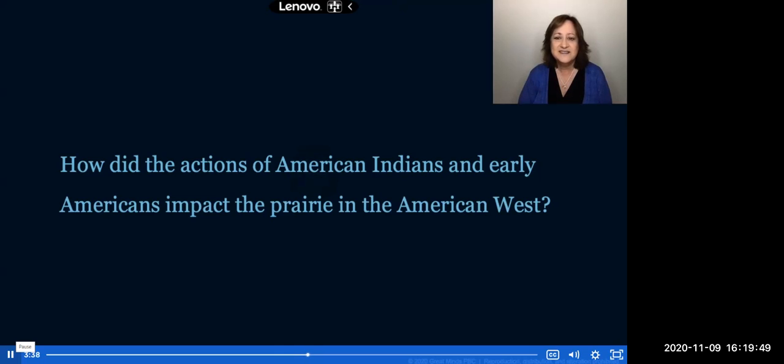How did the actions of American Indians and early Americans impact the prairie in the American West? You've already started to plan your writing by completing the evidence organizer and practicing out loud. You already wrote 1 or 2 sentences as well. Today you'll have the opportunity to finish your informative paragraph. If you need to go back to rehearse out loud or to take time to read over your evidence organizer again, please take the time to do that.